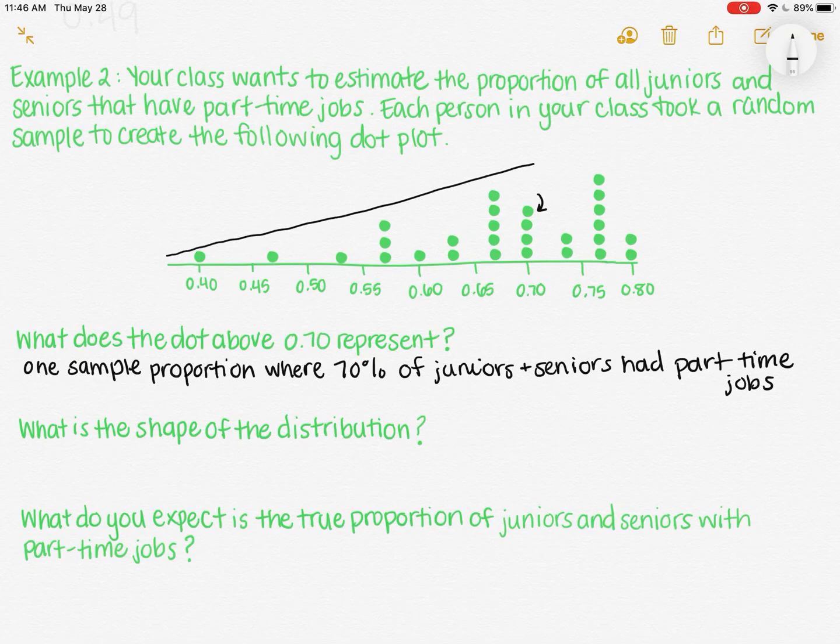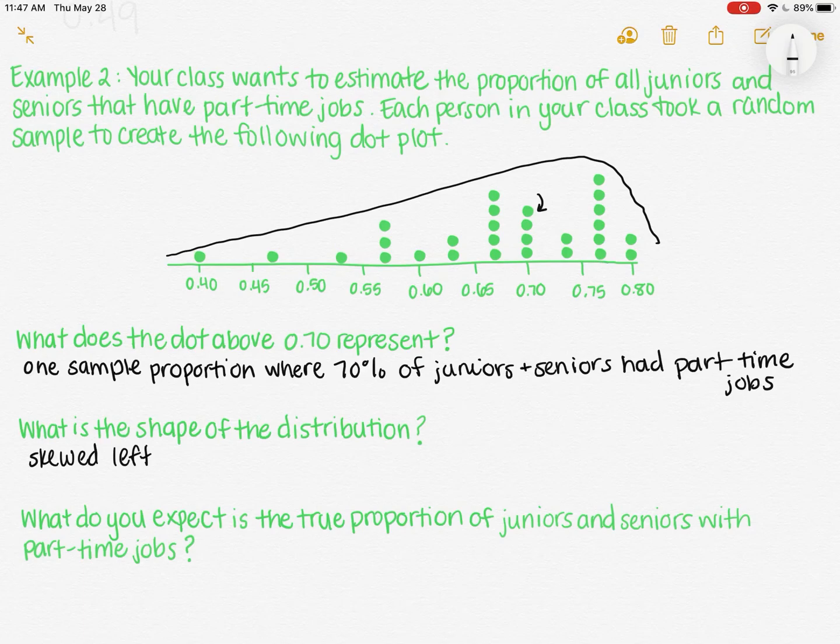What is the shape of the distribution? Well, if I draw a curve above my dots, you can see that this one is not normal. This one's actually skewed left. And the reason for this is that we probably don't have enough samples. As I said in the previous example, anytime you take enough samples, it will eventually become a normal distribution. But as in this case, you can tell we really haven't taken that many samples, so that's why we don't have a normal distribution in this case. So in this case, our distribution is skewed left.